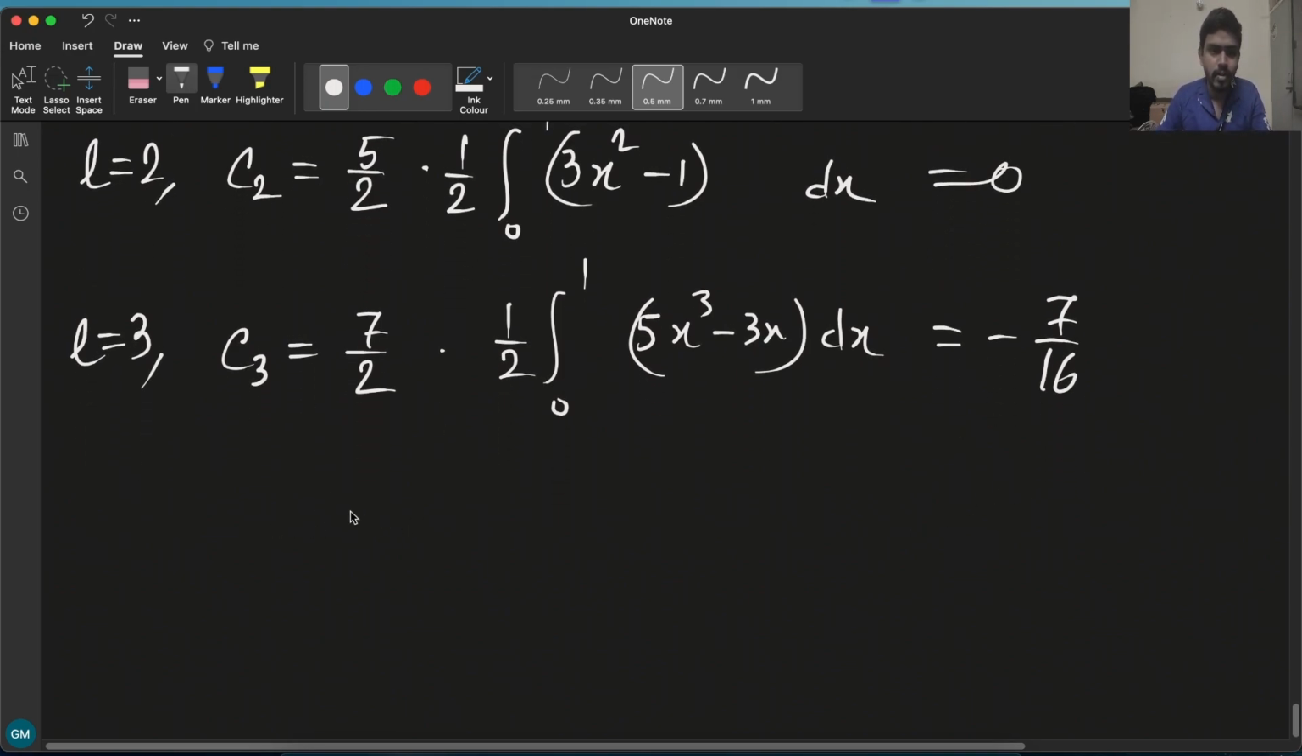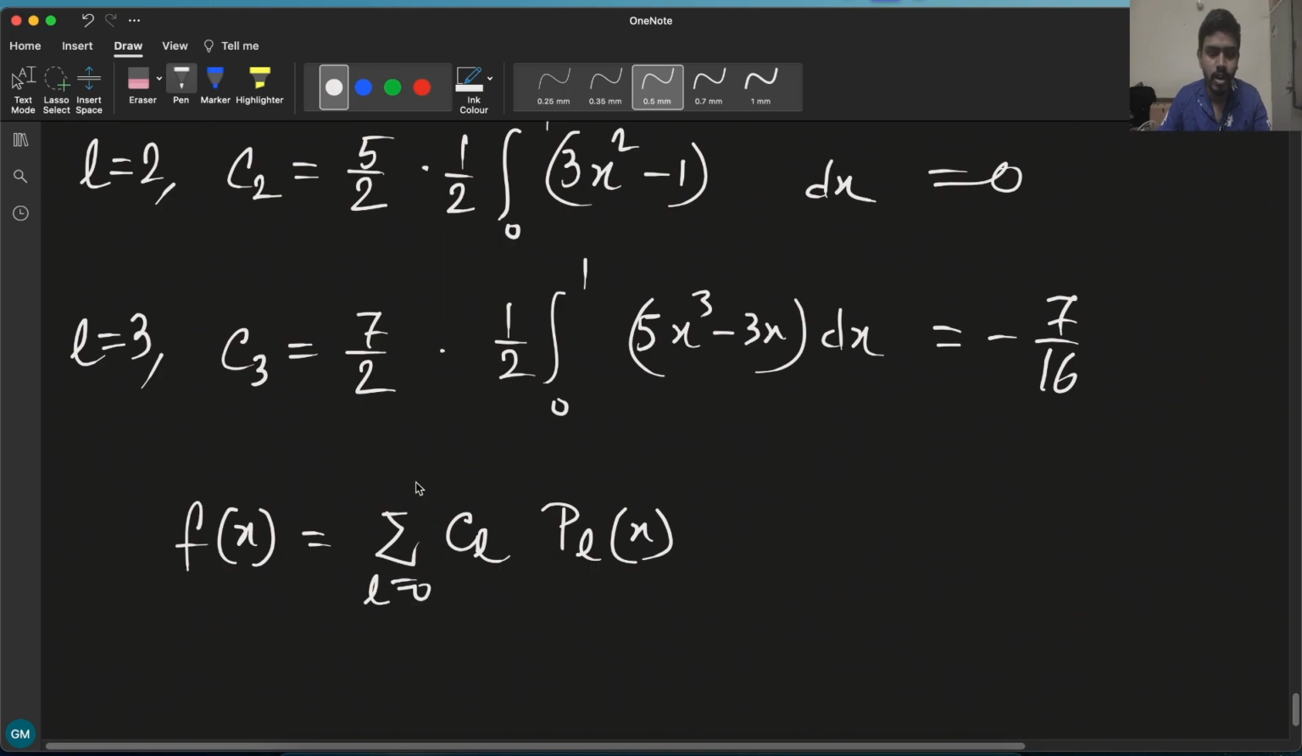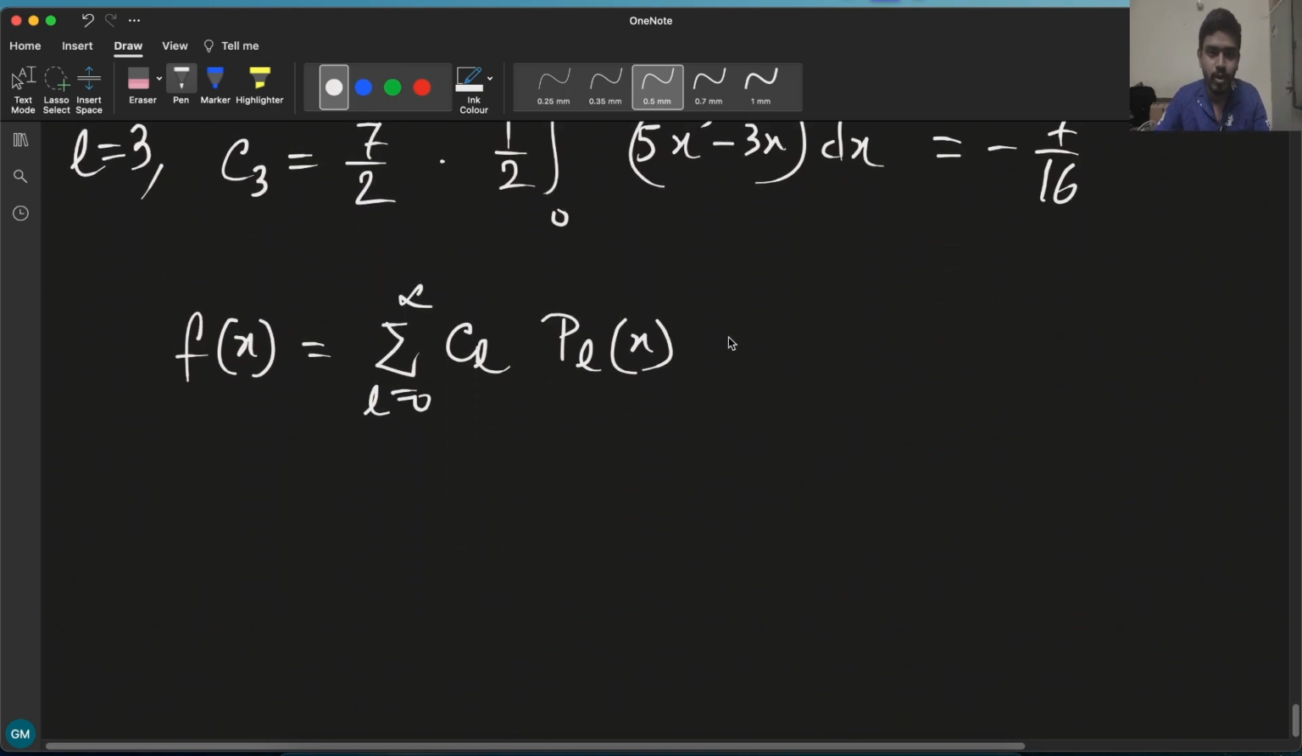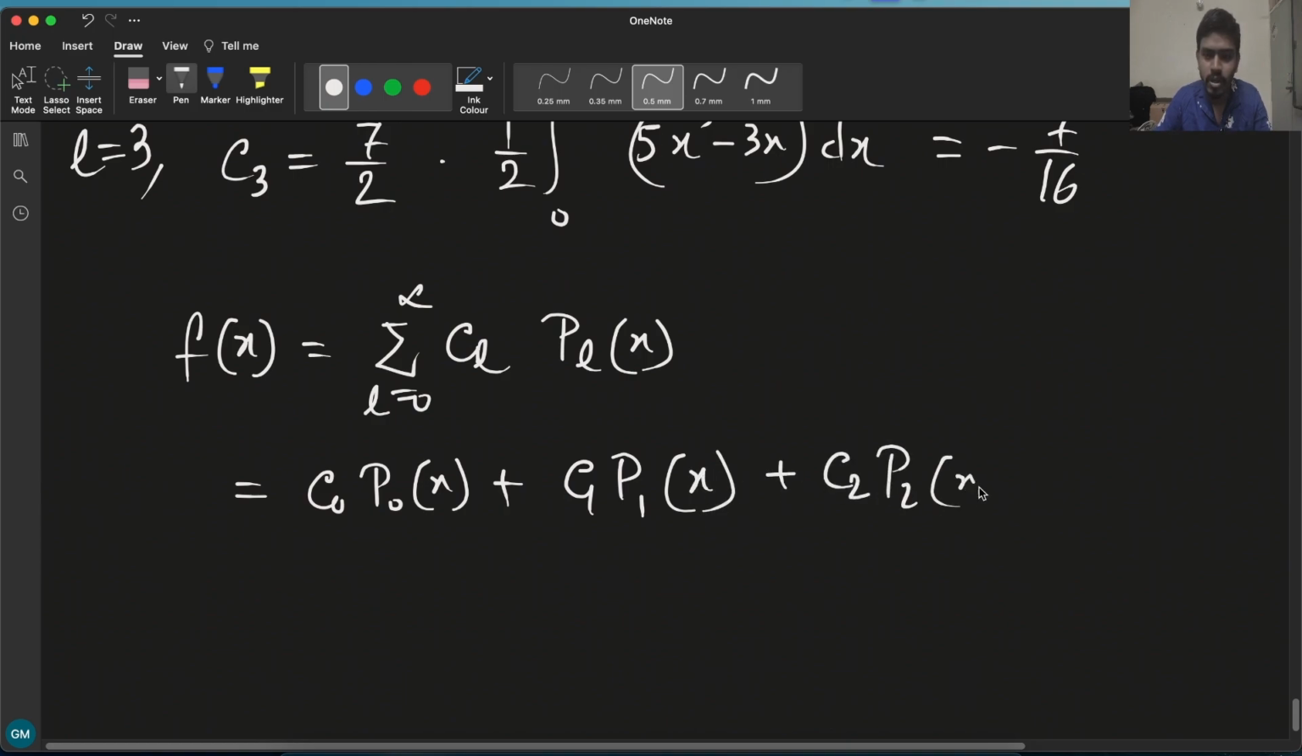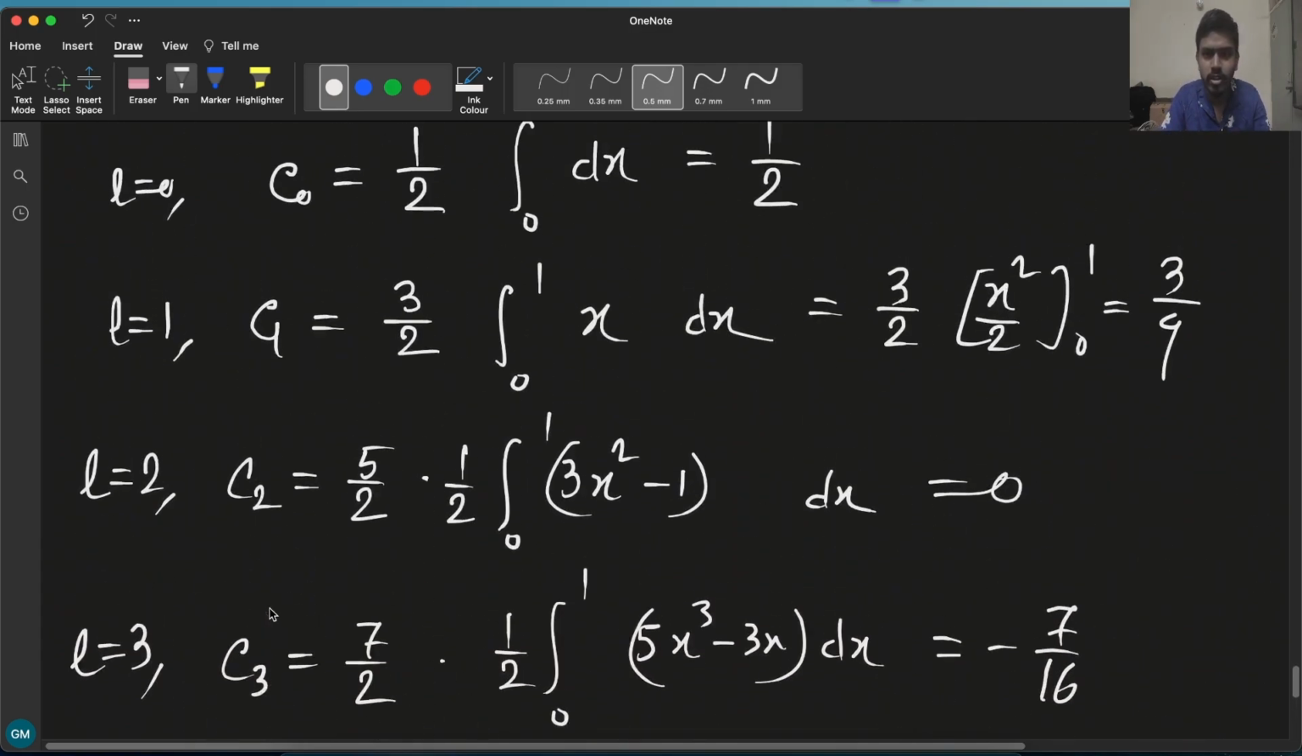So then I can write the given f(x) as a sum over C_L P_L(x), L equals 0 to infinity. The first few terms will be C0 P0(x) plus C1 P1(x) plus C2 P2(x) plus C3 P3(x) plus higher order terms. Okay, so the C0 I already know, C0 is half.